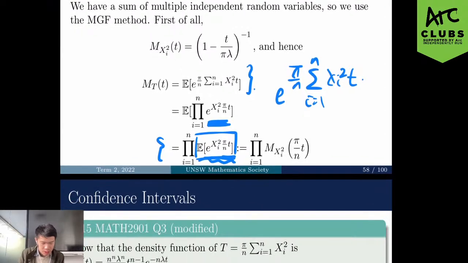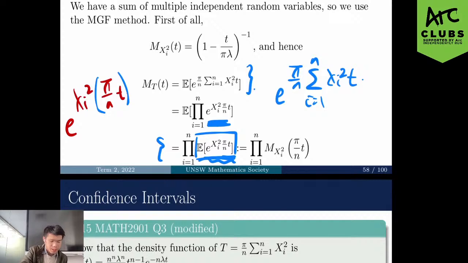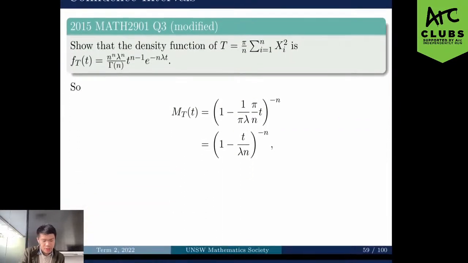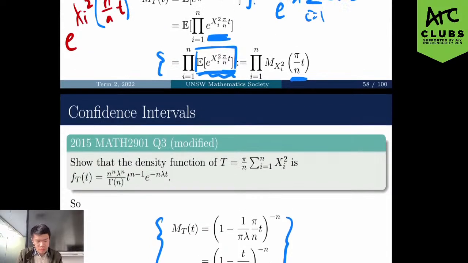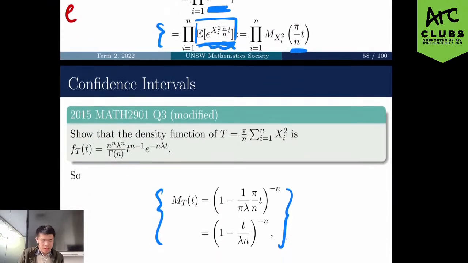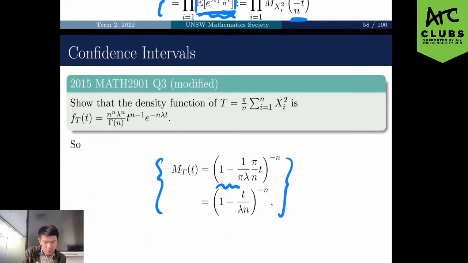And then you end up with some term in terms of the moment generating function of Xi squared. In fact, you've got e to the Xi squared times pi on n times t. That's actually equal to the moment generating function of Xi squared, where you sub in pi on n t. Okay. And then you just sub it in over there. Because we've got the product of n of them, we just put it to the power of n, and then we sub this into our original moment generating function.